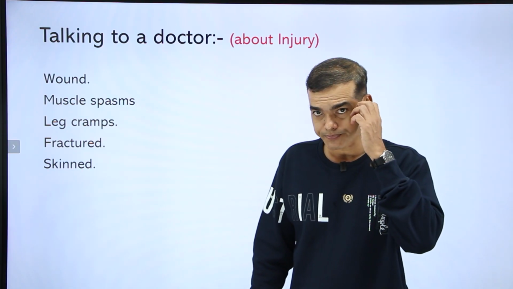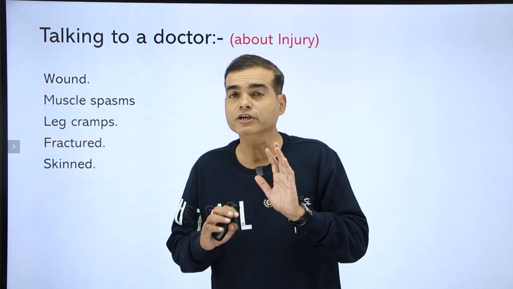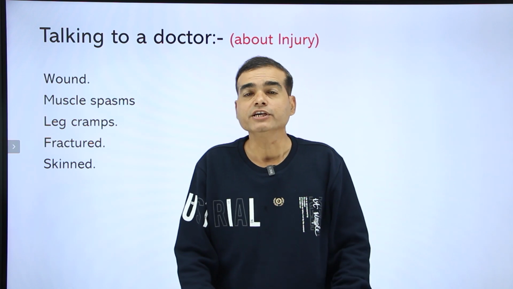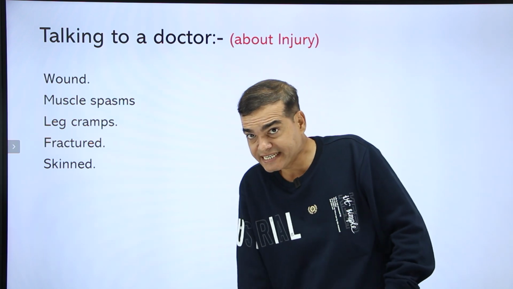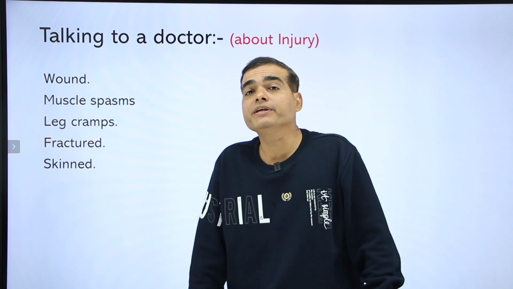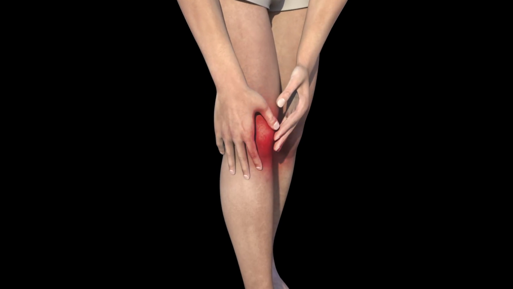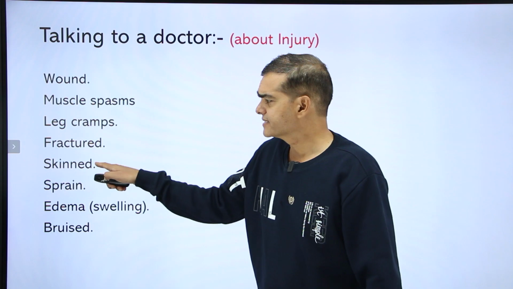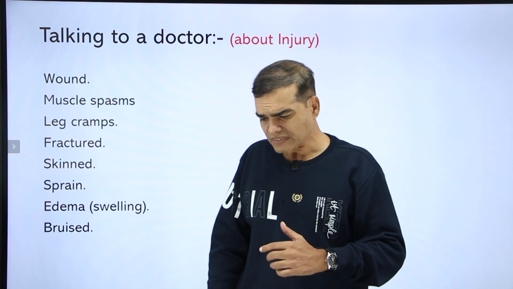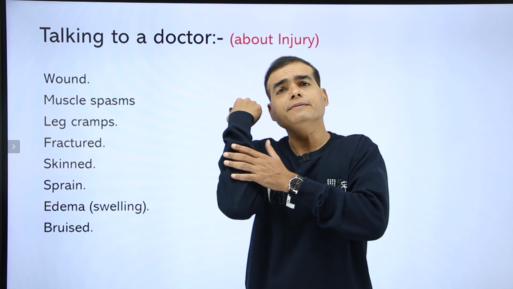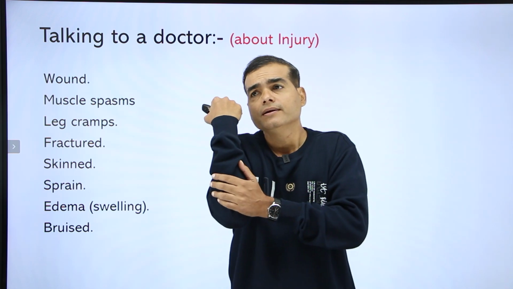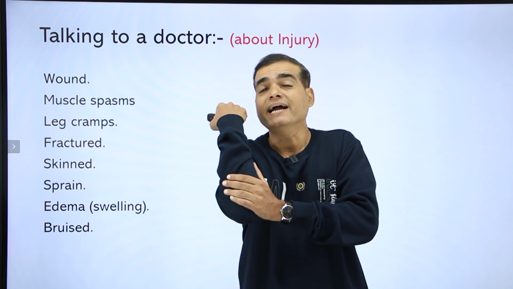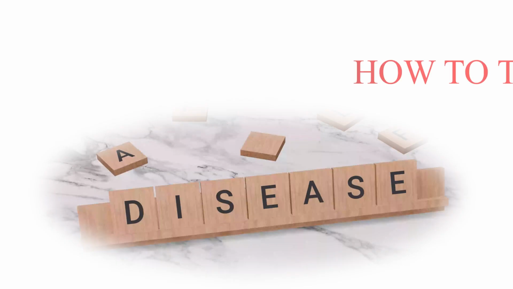Skin means what? Suppose you fell down. What happened? You skinned your knee. What is that? Skinned your knee means the skin just peels off. Skinned, bruised. Skinned is just skin peels off. Bruised means you can see the blood also. It's bruised.